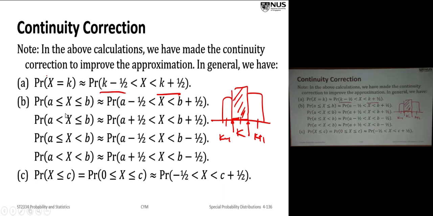Now, if I want to compute x between a and b, remember, here include a, because x is a discrete random variable, so you pay attention to the equal sign. It includes a, so here is a and this is b. It extends to half less than a, so it's up to a minus half. And because it includes b, you have to extend up to b plus half. That's why it's x between a minus half and b plus half.